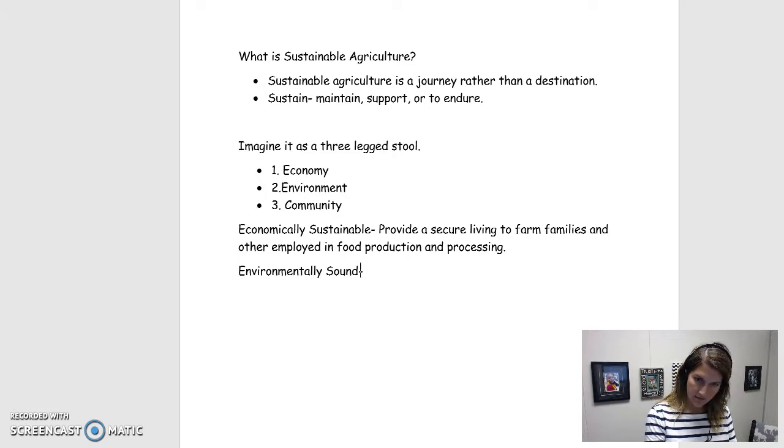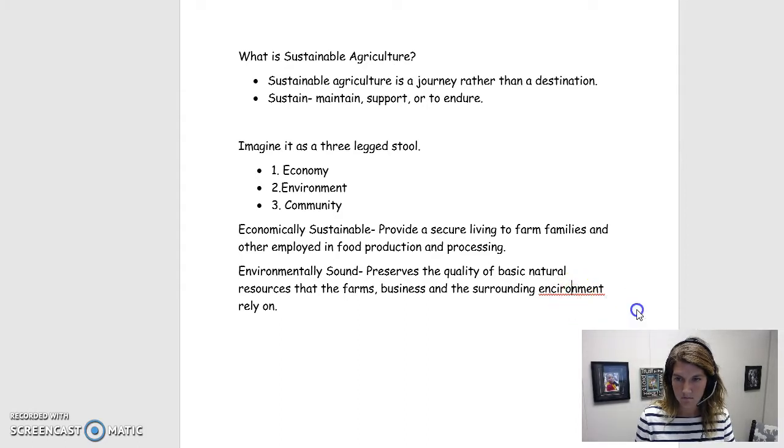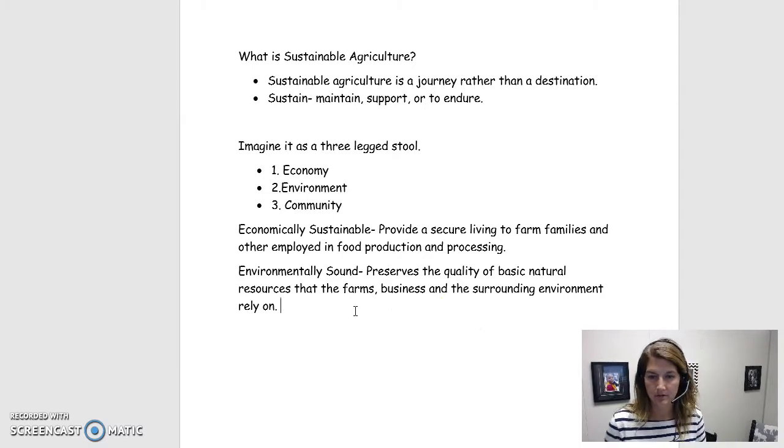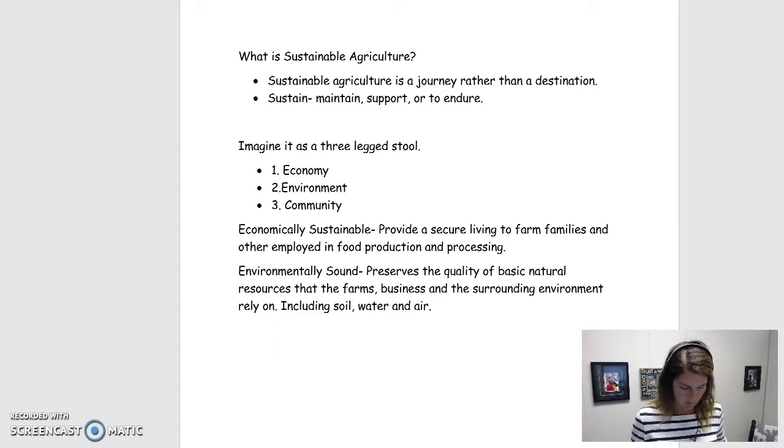environmentally sound. Okay, and it preserves the quality of basic natural resources that farms, business, and the surrounding environment rely on, including soil, water, and air. So those are kind of the three big ones.